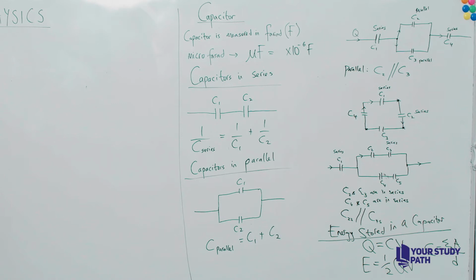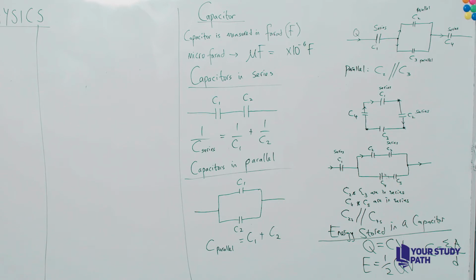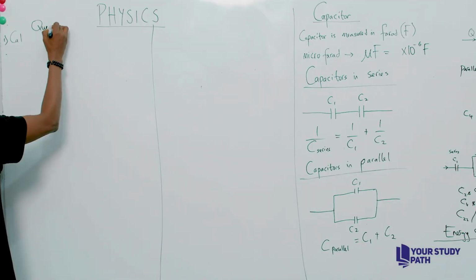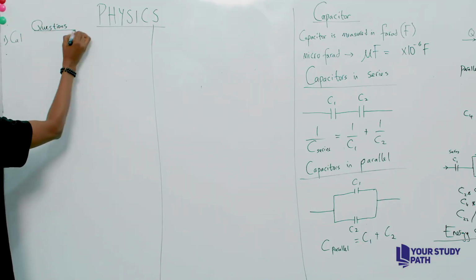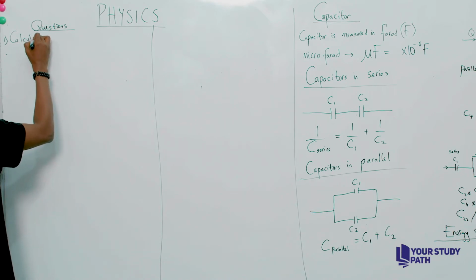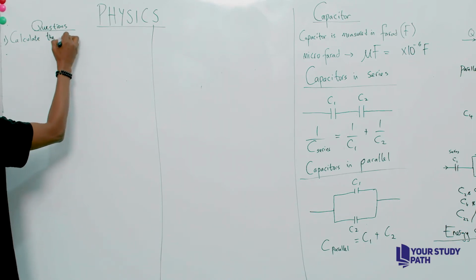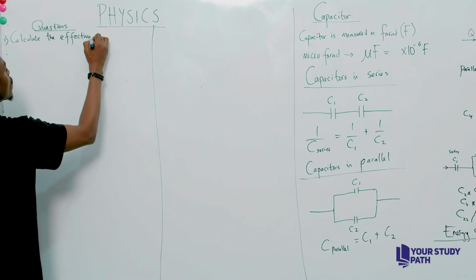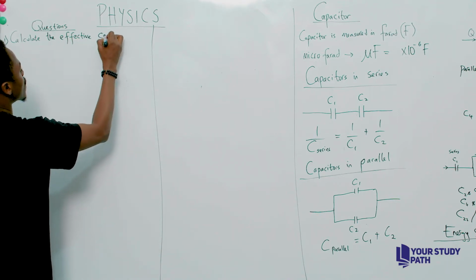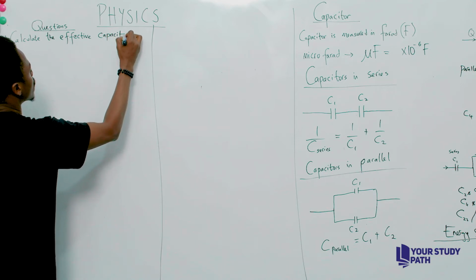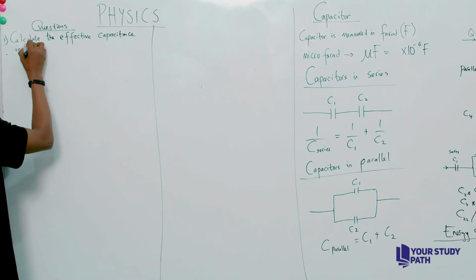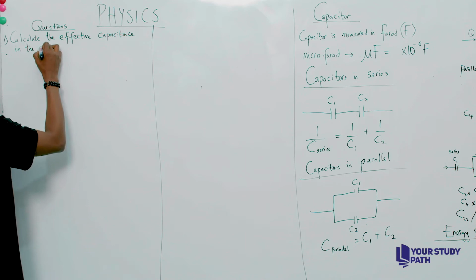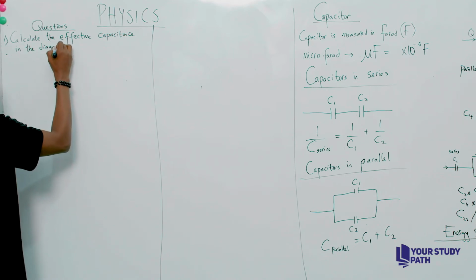Question 1. We are told to calculate the effective capacitance. That's how your JAMB exam poses the question. Calculate the effective capacitance in the diagram below.